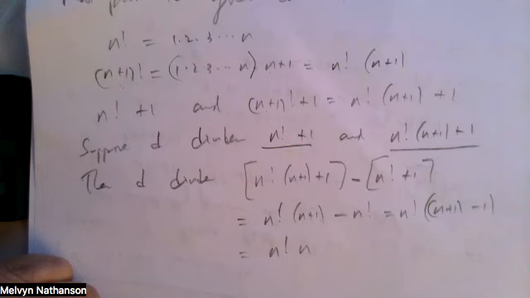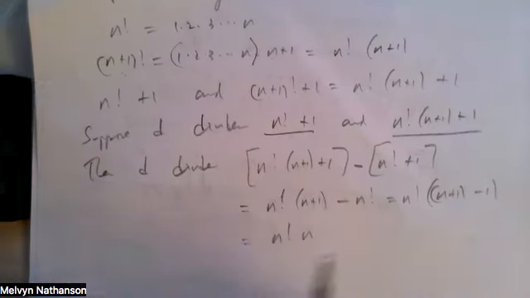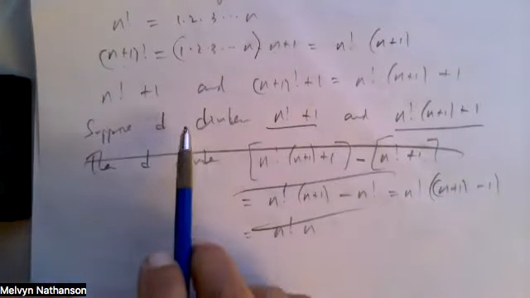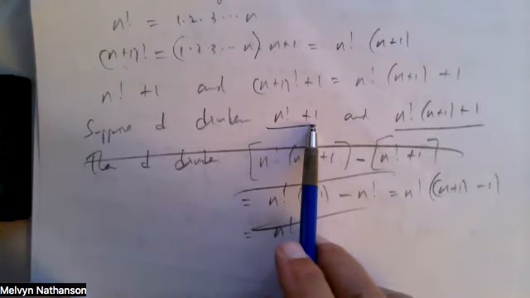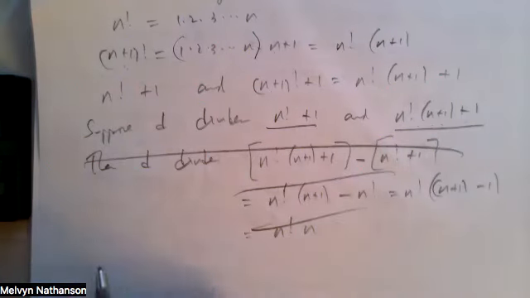Let's see. What can we say about that? Actually, what I wrote is correct, but I might have a better way to do this. So let me start again. Suppose D divides n factorial plus 1 and n factorial times n plus 1 plus 1.